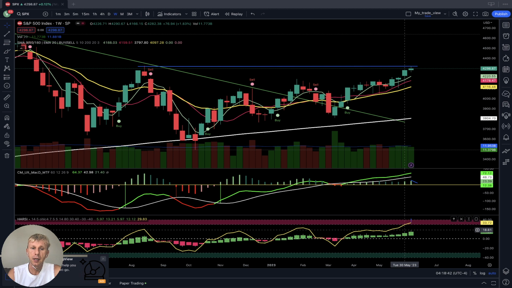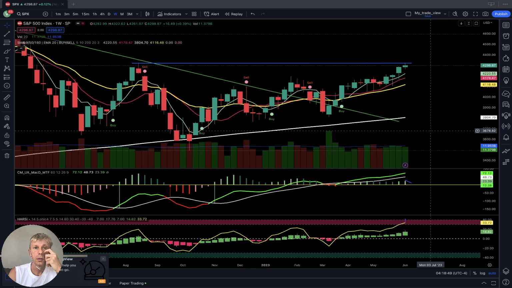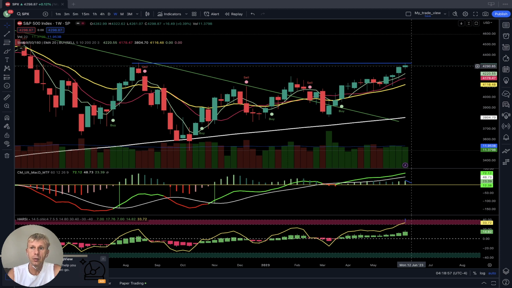Bullish trend, RSI in overbought territory. It is positive, it is bullish on the weekly time frame. We'll see next week whether it will connect back to the 20 or continue to move up. It did move around 4322, bullish trend.